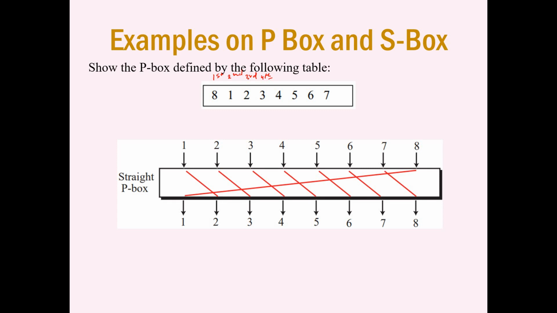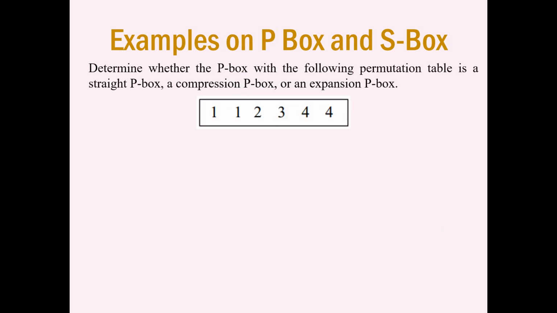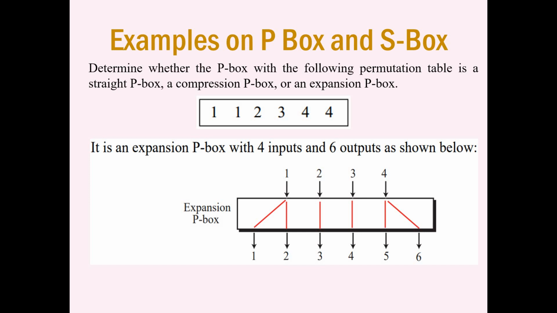Okay? This is another type of question. Same thing, but with respect to 1, 1, 2, 3, 4, 4. Determine whether the P-box with the following permutation table is a straight box, a compression box, or an expansion box. Can you first tell me that? Why is it an expansion box? Because there are repetitions of output. 1 is repeated twice, 4 is repeated twice. So basically there is more than one connection available. So that's why it's definitely an expansion box. Now the question is how they are connected, which I think by now you are in a position to draw or rather explain. So this will be the diagram for that matter.